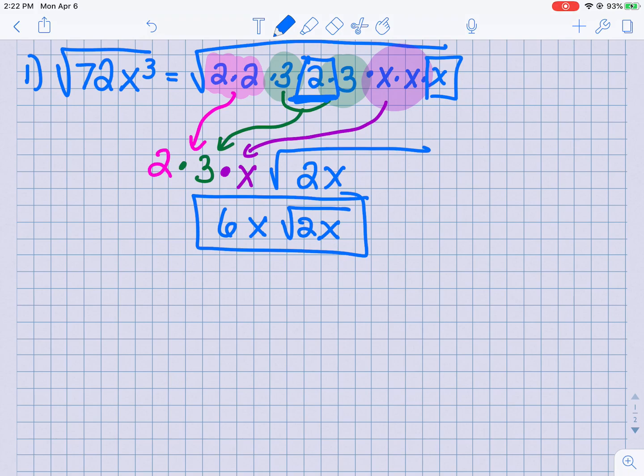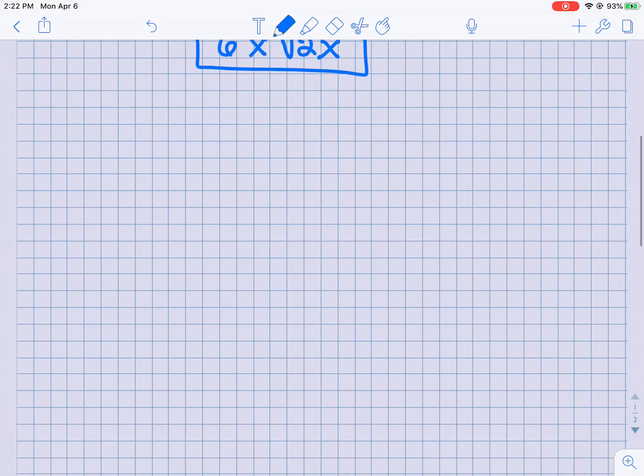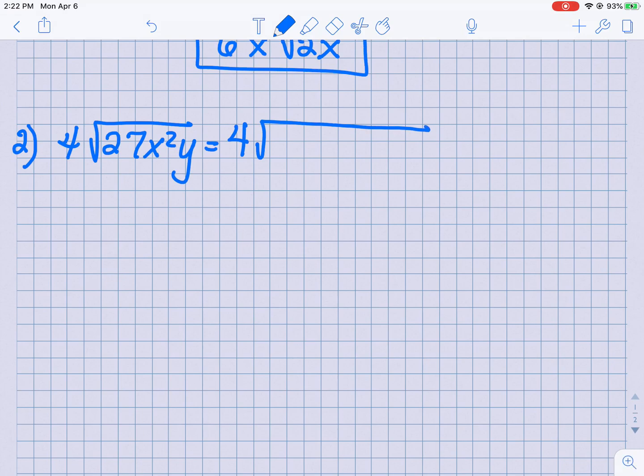Okay, the next thing we're going to do is the same type of problem, but this time we'll have a visitor waiting on the outside. So number 2 is going to be 4 root 27 x squared y. So remember, the 4 is just on the outside, kind of waiting around for our escapees. Maybe he's in cahoots, I don't know. 27 prime factors to 3 times 3 times 3. Then we have an x times x, and we also have a y.